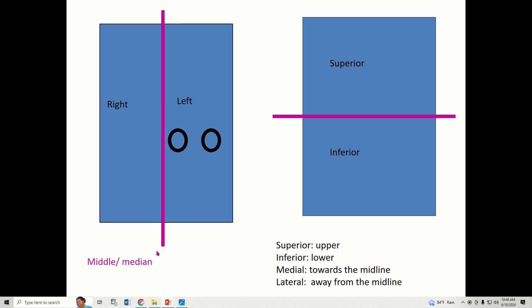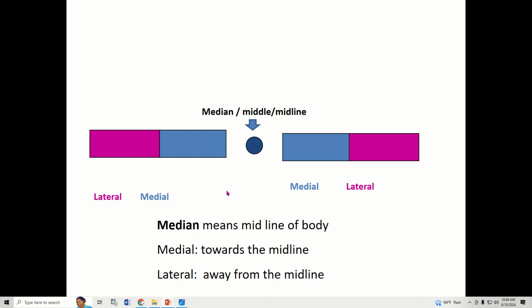This is the median plane or middle portion of any structure, and there are two points. The point nearer to the median plane is medial. The point away from the median plane is lateral. So this portion is known as the median. You can say middle, you can say midline. So any point nearer to the median plane is medial, and this is lateral.